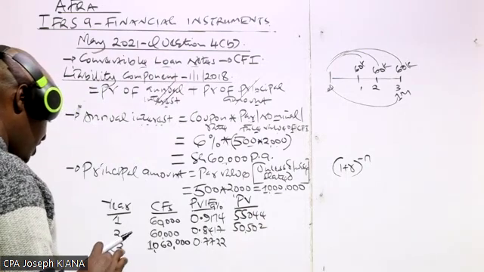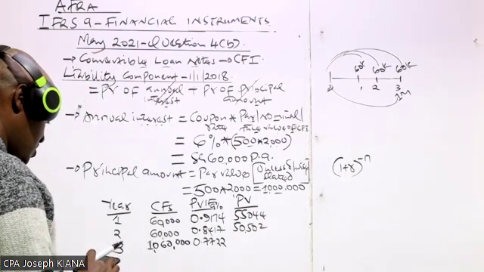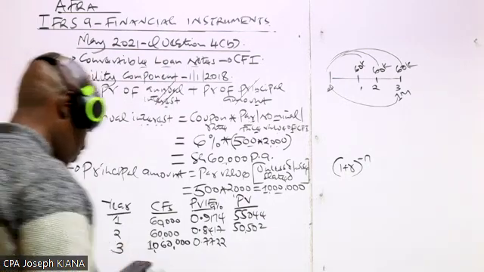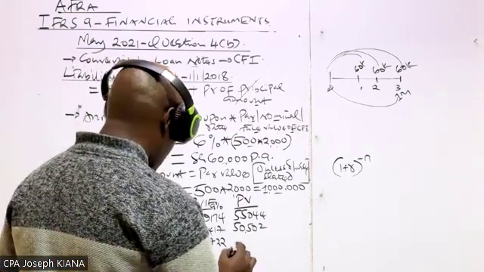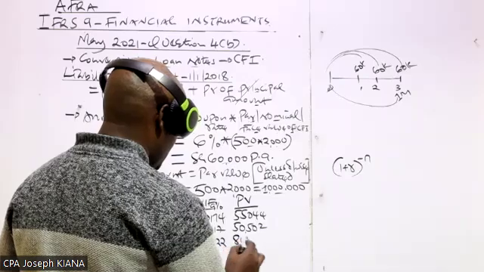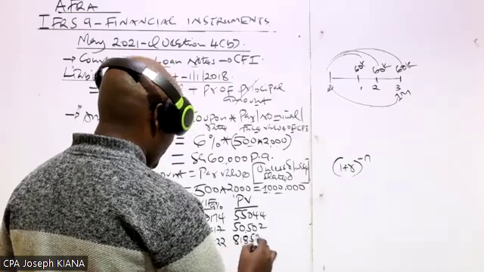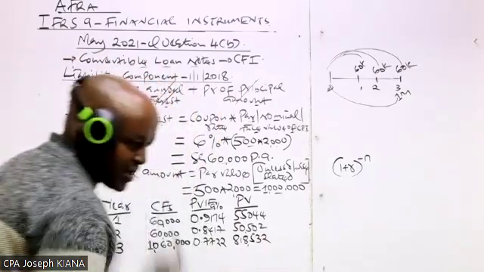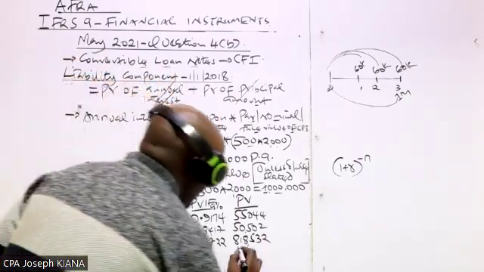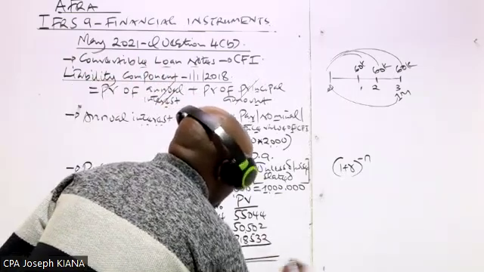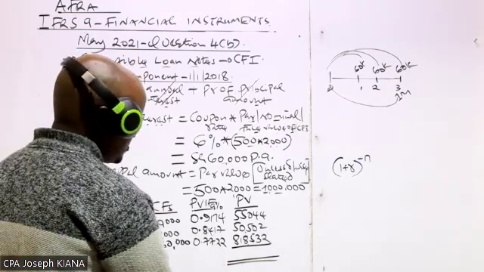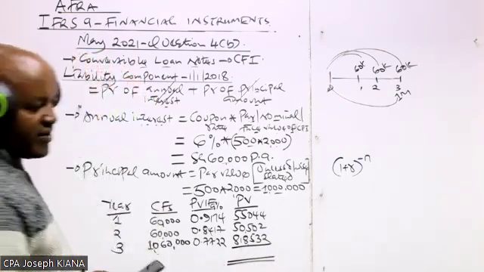What about year 3? I have 1,060,000 times 0.7722. I'm getting 818,532. Someone to confirm whether those figures are correct. Are the figures correct?